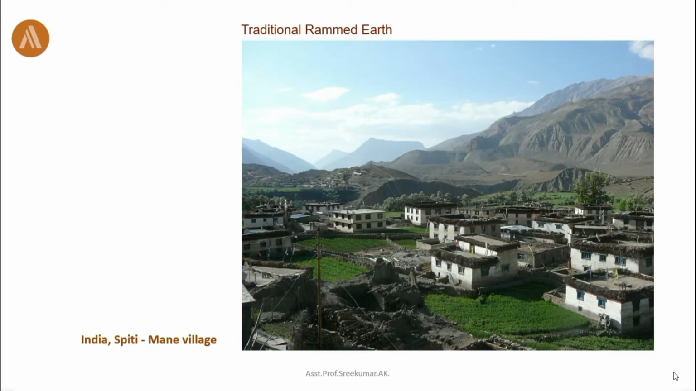Now on screen you can find a place known as Spiti. It's a cold desert mountain valley located high in the Himalayas, in the northeastern part of the Indian state of Himachal Pradesh. The name Spiti means the middle land, that is the land between Tibet and India.